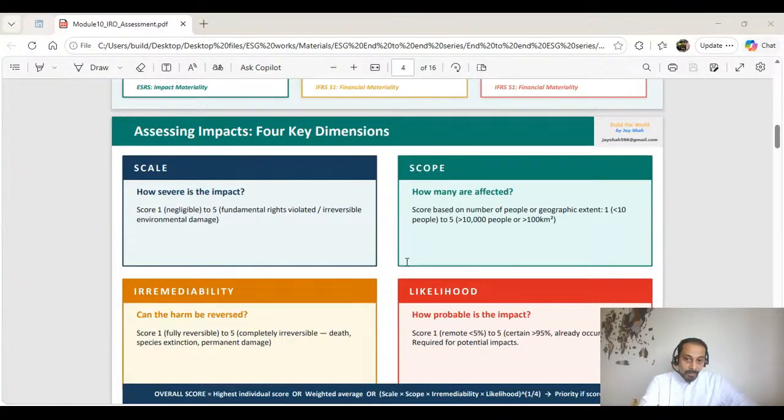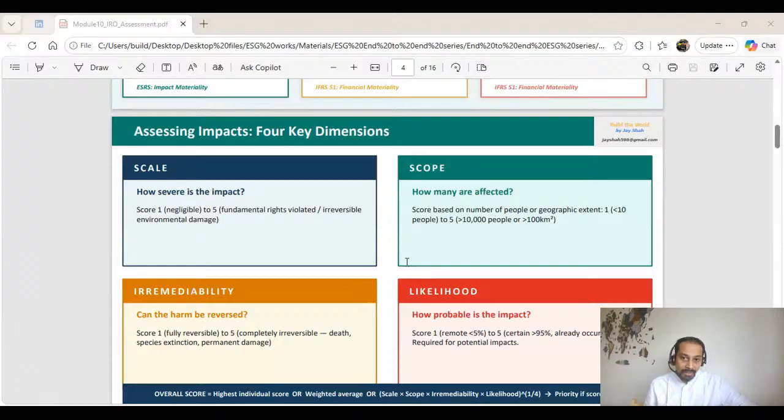A score of 1 means the impact is fully reversible with reasonable efforts. So that is very important. Dimension 4 is likelihood. For potential impacts, those that have not occurred yet, you need to assess likelihood: how probable is it that the impact will actually occur given your current activity. A score of 5 means it's essentially certain, about 95% probability, perhaps because it's already happening. And a score of 1 means it's remote, below 5%.